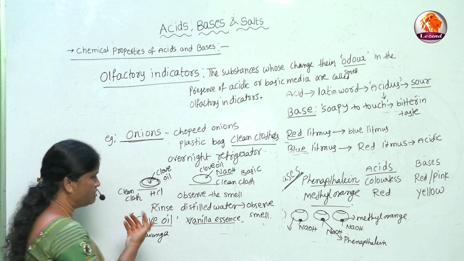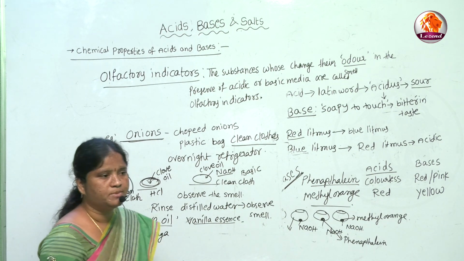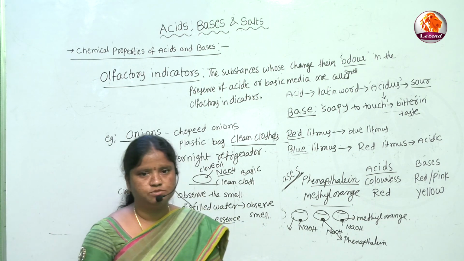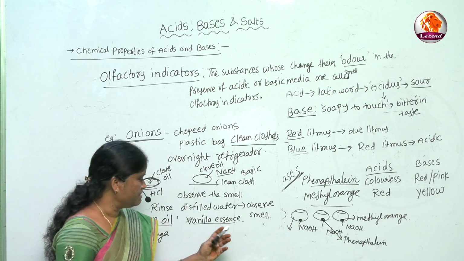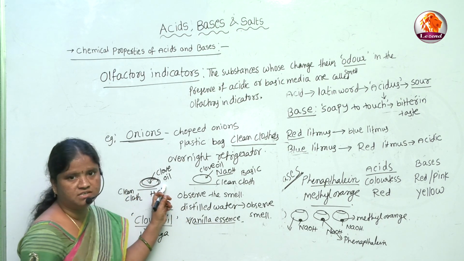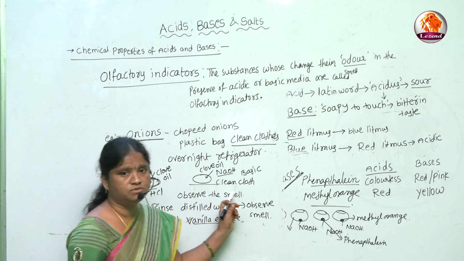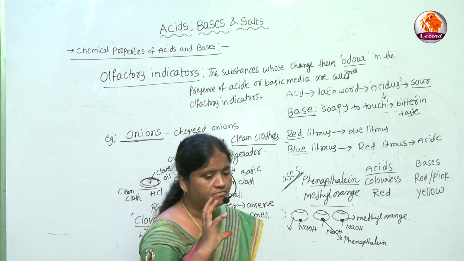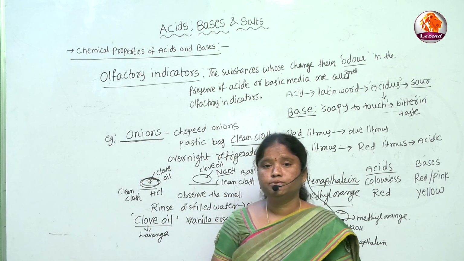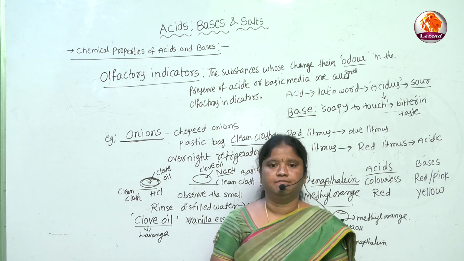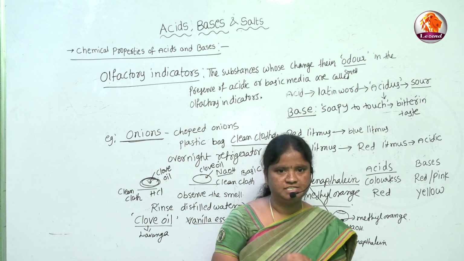When we add the clove oil, what kind of smell is it giving in the presence of acidic medium and in the presence of basic medium, and when we add vanilla essence, what kind of smell is it giving in the presence of acid and in the presence of base. So this change in smell we can use to identify whether the given substance is acidic or basic.